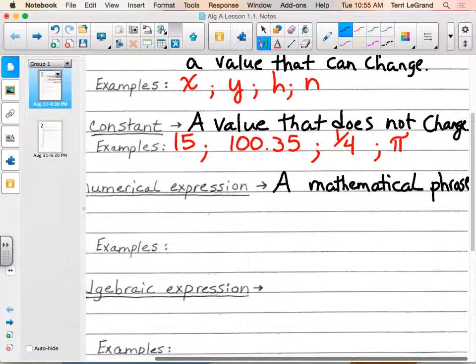So it needs no punctuation, it needs no capitalization. It's a mathematical phrase, so it doesn't even really have words, and it doesn't have an equal sign in it. Think of a sentence like this. A sentence is like an equation. A sentence has a full thought, a capital letter at the beginning, a punctuation at the end. An equation is a full thought, it's got an equal sign in it.